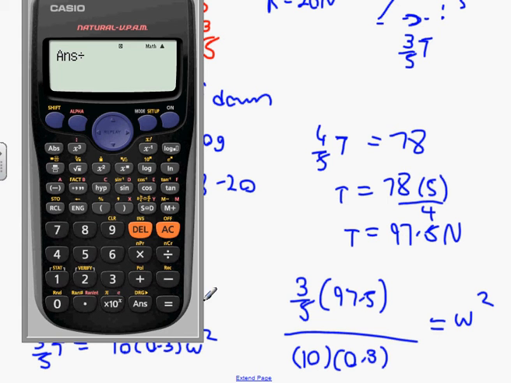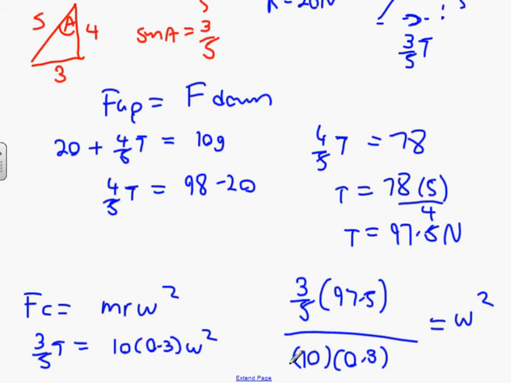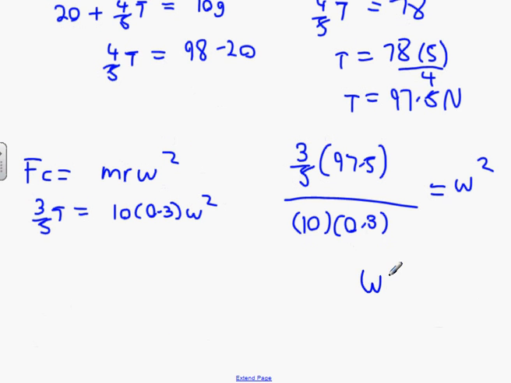Divided by 10 times 0.3, which is 3. Root the answer. I got 4.41. What's anybody else get? And is it 4.41? Okay, let's go with 4.4 radians per second. So w equals 4.4 rad per second.